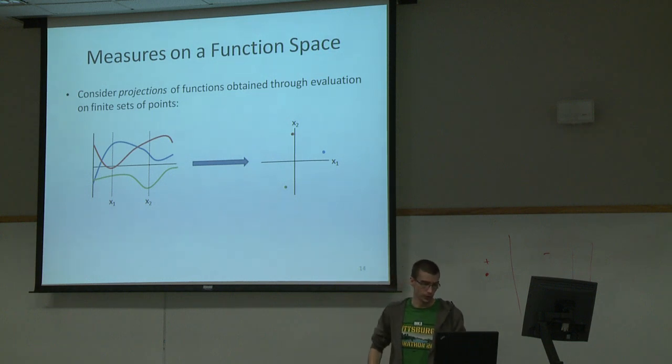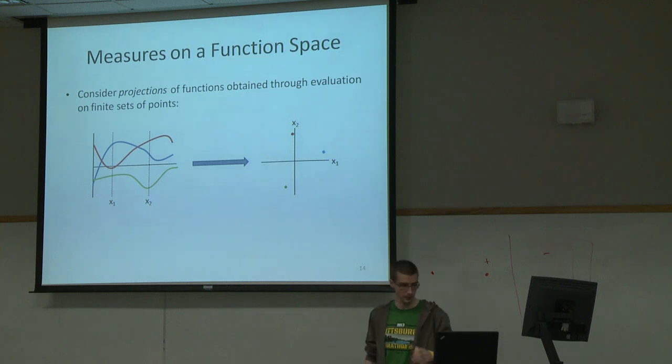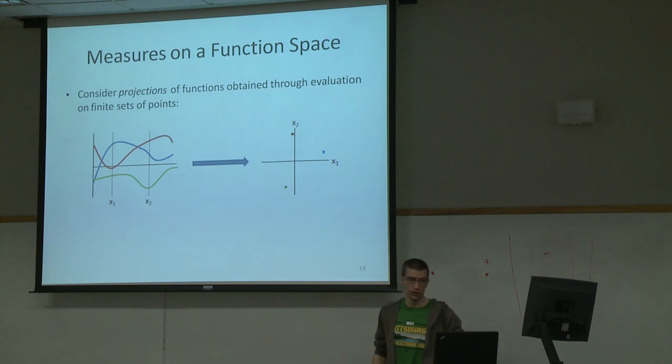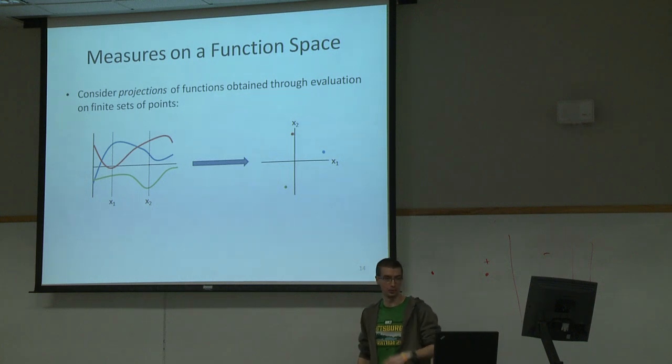So in principle, the same thing can be done by choosing more than two points. You can choose any finite number of points and evaluate the functions. We've now got a mapping from a function space to a finite dimensional Euclidean space. The reason I used two here is because the limits of human brain power kind of preclude me from drawing more than three, and things get even a little bit hectic when there's three dimensions on the screen, so I just left it at two.